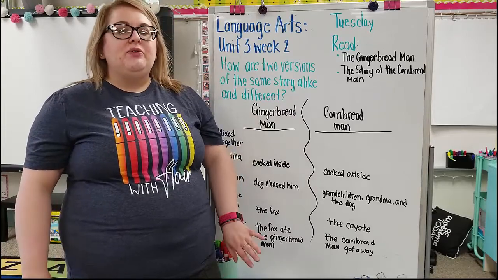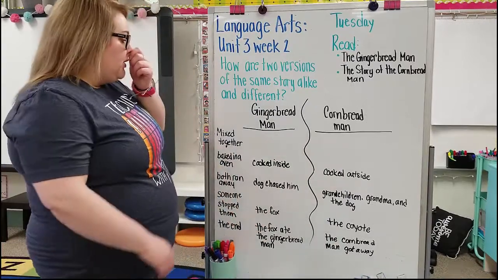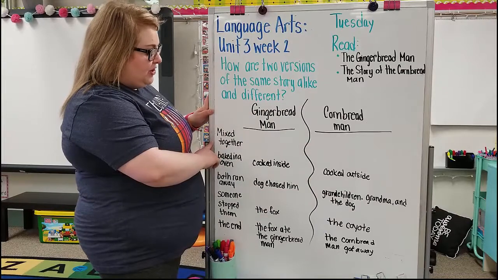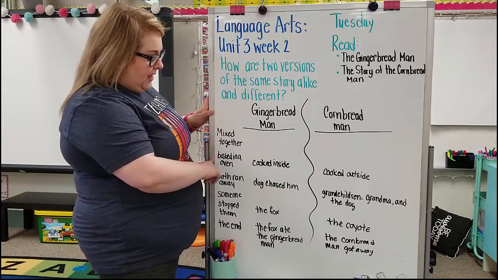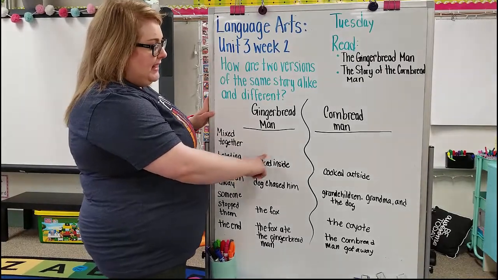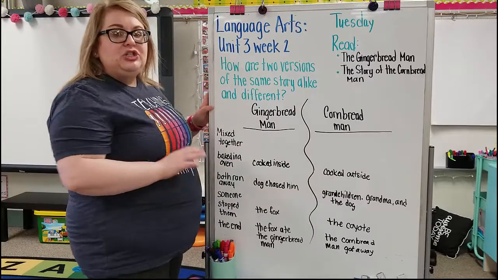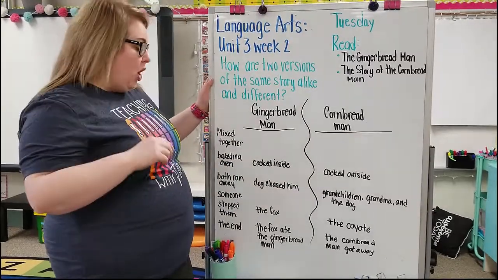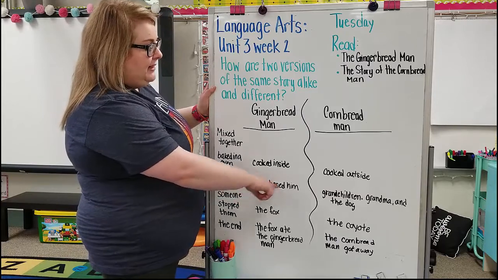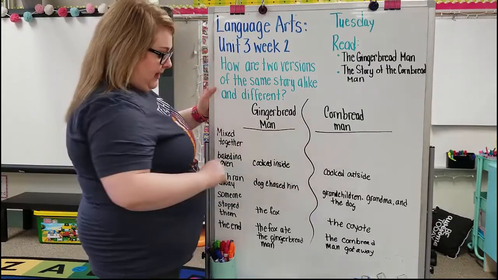However, I wanted to just review some of those things that we found that were alike and different from yesterday. So we have the Gingerbread Man and we have the Cornbread Man. At the beginning of each of the stories, they were mixed together. They were both baked. The Gingerbread Man was baked in an oven inside, and the Cornbread Man was cooked outside. When they jumped out and escaped, they both ran away, and the dog chased the Gingerbread Man, and the grandchildren, the grandma, and the dog all chased the Cornbread Man.